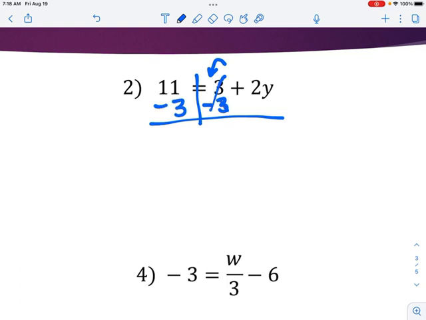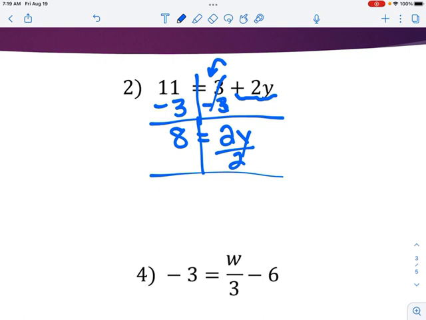11 minus 3 gives me 8. I'm going to bring down my 2y. Be careful and make sure that you're bringing down that symbol. This symbol is a plus, so I just bring down that positive 2y. Okay, now we have 2y, 2 times y, so to undo that, I'm going to divide by 2. 8 divided by 2 is 4, and my answer comes out as y equals 4.